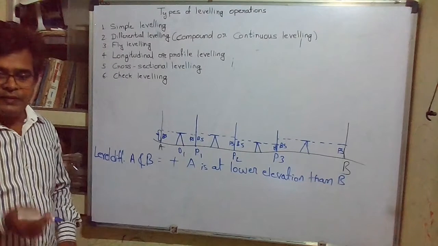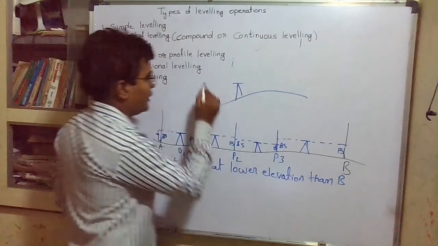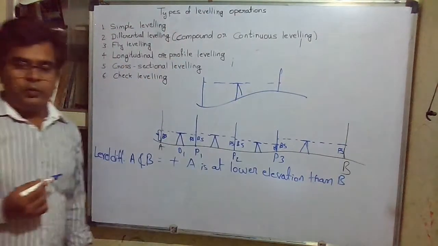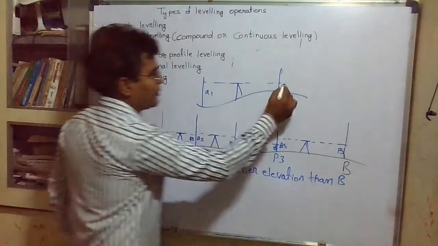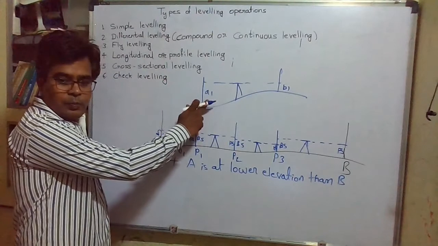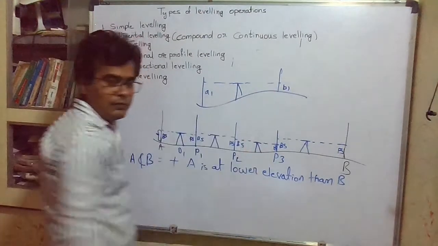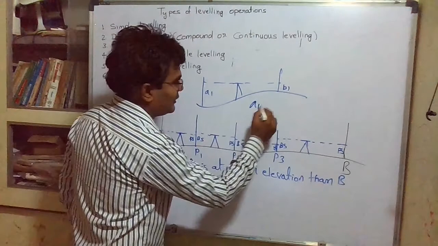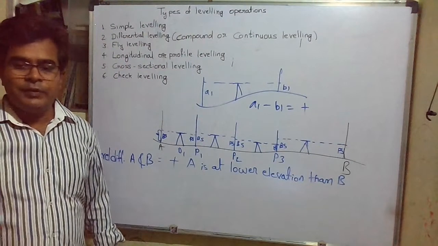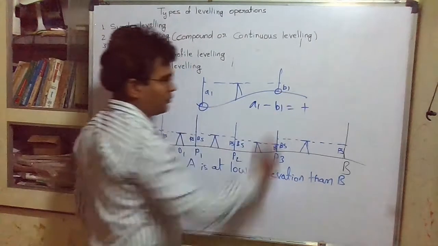If the previous reading value is high, suppose this is our level and we are taking the difference between these two points. Suppose this top reading is A1 and this top reading is B1. By observing, you can see that reading A1 is higher than reading B1. When we subtract A1 minus B1, that value comes out positive. It indicates that this point is at lower elevation than this point.